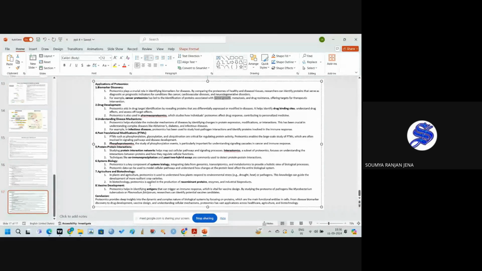They are targeting vaccine development. Proteomics helps in identifying antigens that can trigger an immune response, which is vital for vaccine design. By studying the proteome of pathogens, like previously described, Mycobacterium tuberculosis or Plasmodium falciparum, researchers can identify potential vaccine candidates. These are all about the proteomics and genomics approaches.